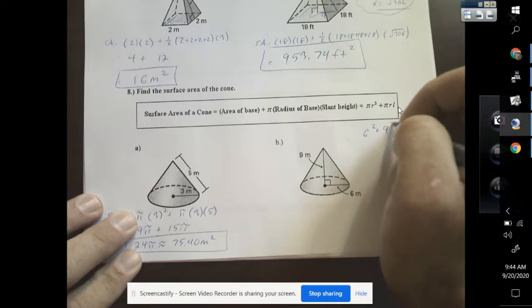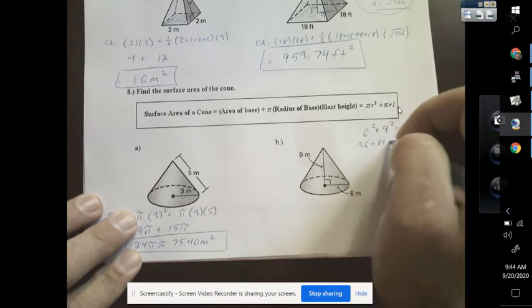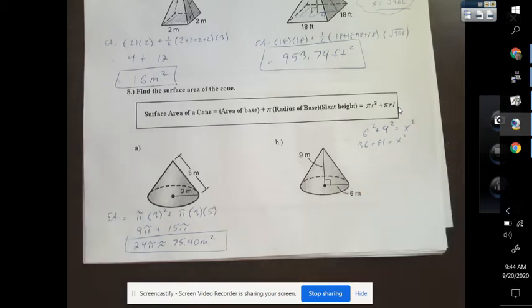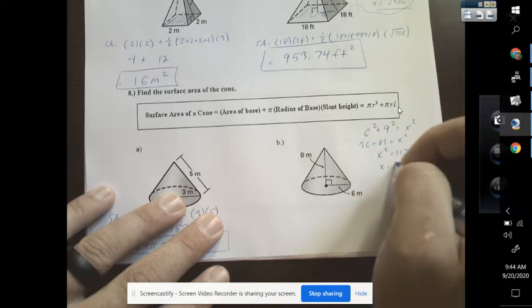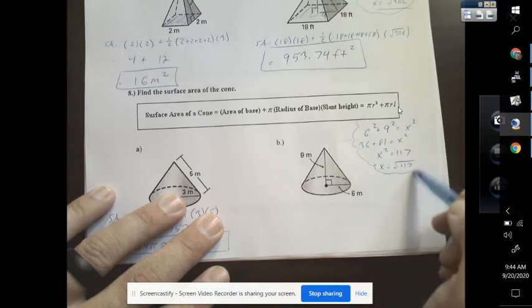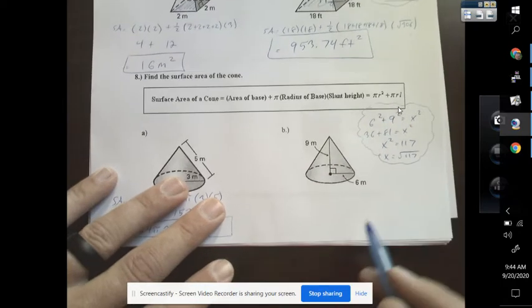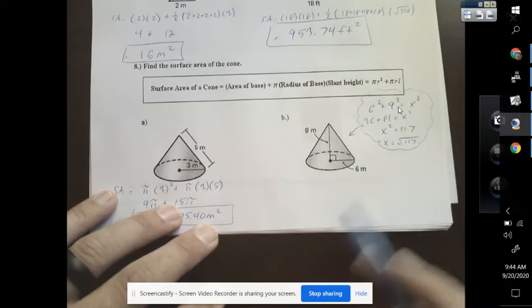6 squared plus 9 squared equals x squared. 36 plus 81 equals x squared. 36 plus 81 is 117. So my slant height is square root of 117. Just doing a little thought bubble. So that's going to be this distance. And again, I'm not rounding it in the middle, I'm going to round at the end.